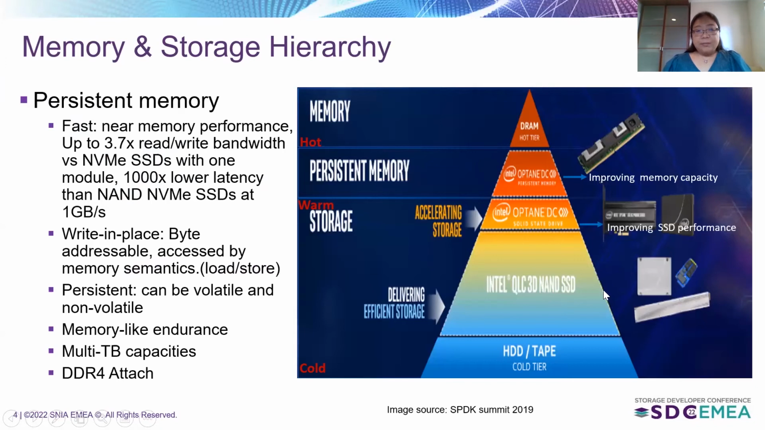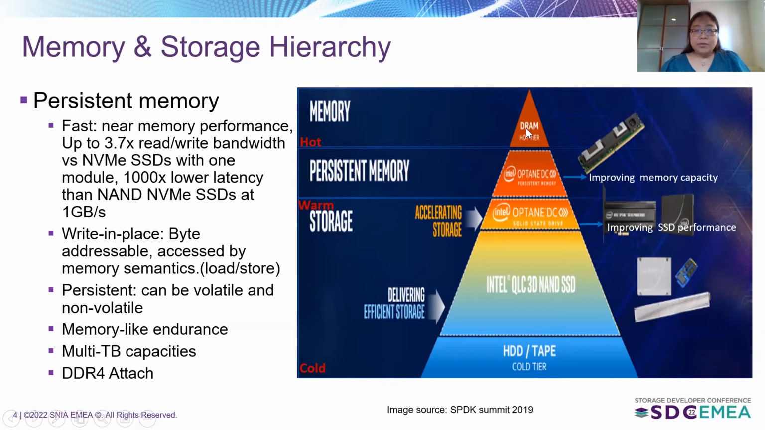So let's see the memory storage hierarchy first. From the bottom to the top, the hardware speed is from slow to fast. Between the NAND SSD and the DRAM, there are two new devices. One is the persistent memory, and another is the Optane SSD. The persistent memory has near-memory performance, with a rate almost close to the DRAM. And it is byte addressable, accessed by memory semantics.